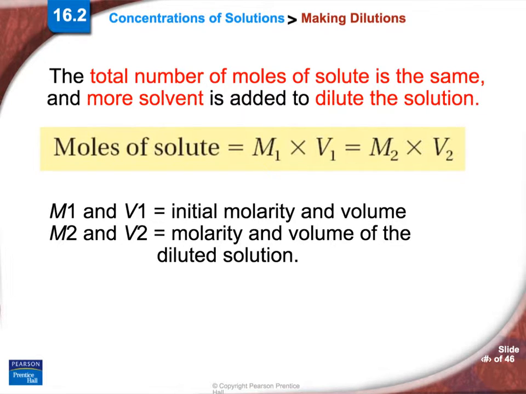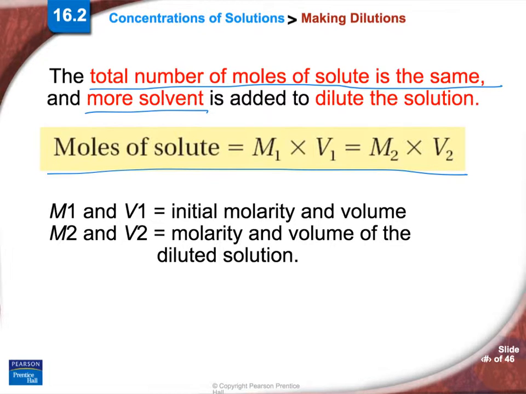So here's what I want you to write down on the slide. I want you to write down this equation, and I also want you to write down that the total number of moles of the solute is the same. We added more solvent. So go ahead and pause here to write that down. The other thing that you should write down from the slide is that M2 and V2 are of the more diluted solution. That will help you when you're reading the problem: M1 and V1 are from the more concentrated solution and M2 and V2 are from the more dilute solution. So go ahead and pause and add that to your notes too.